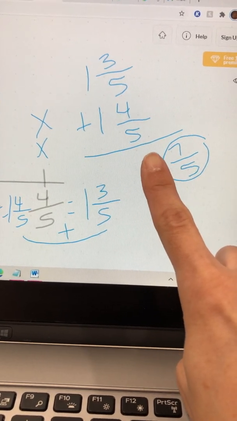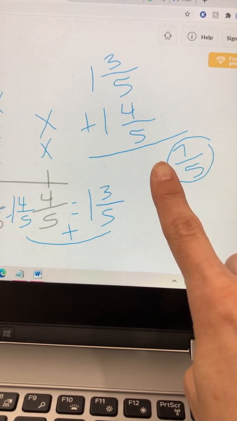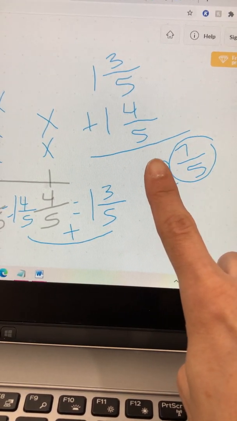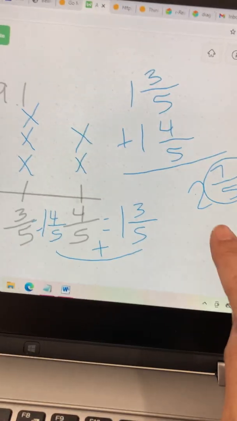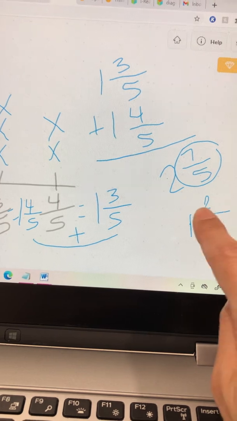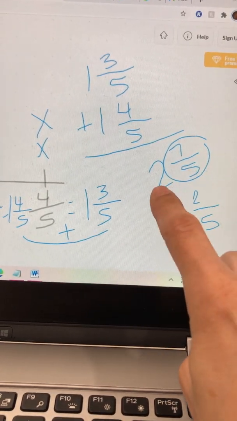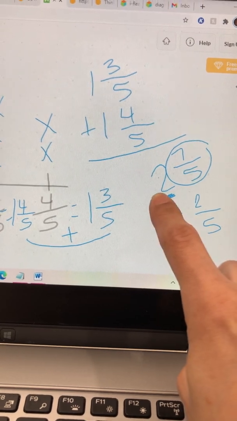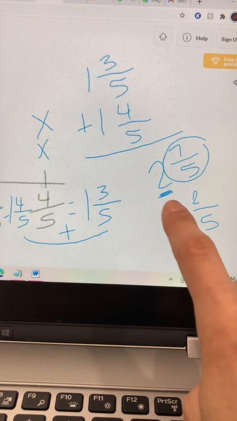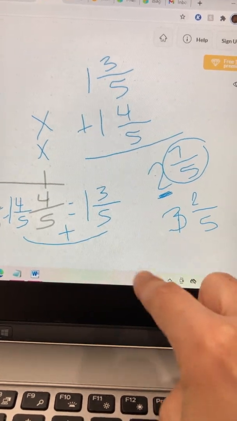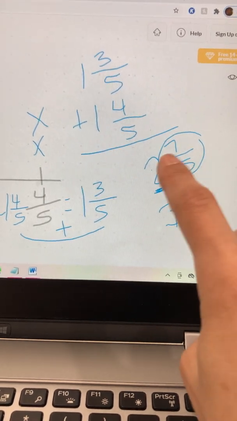When you convert 7/5 into a mixed number, you're going to get 1 2/5, because 5 goes into 7 one time, and there's going to be 2 left over. So 1 2/5 would be the mixed number for 7/5. Now remember, we have a 2 over here. So that 2 plus this 1 becomes 3. Okay, so 3 2/5 is what this becomes.